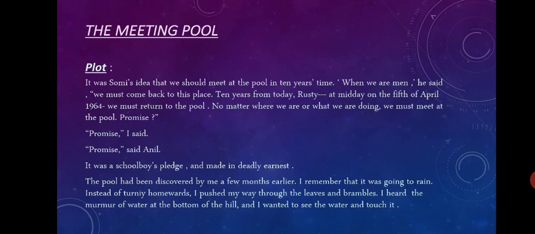So Somi said after 10 years, the three will be leading different kinds of lives, but wherever they would be, whatever they would be doing, they must forget everything and they must come back to the pool after a decade, on 5th April 1964. In this way, they started making the promise to each other about their arrival at the pool after a decade. Somi promised his friend, Rusty also shared the promise, and Anil also did so.